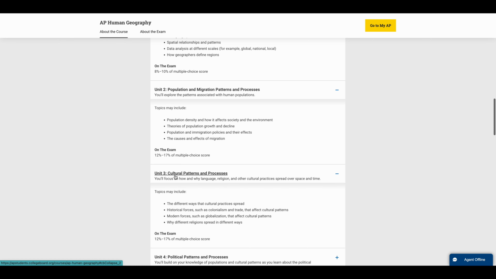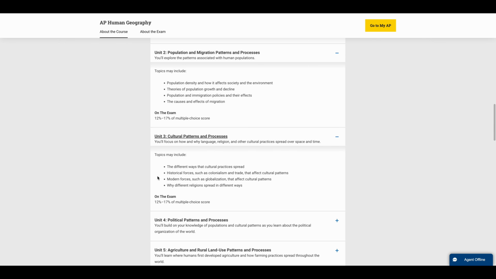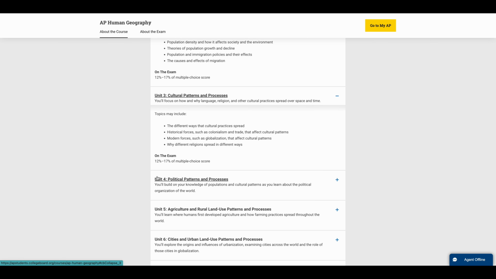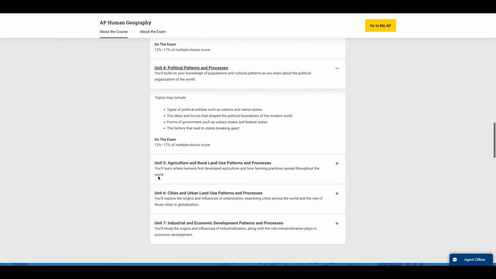And then third unit was, in my opinion, the hardest. This was all about cultural patterns as well as religion. You dive into culture and religion, how that spread, how that impacts societies from a geographical perspective. And then you move on to political patterns and processes. If you take AP World History, this is AP World History in one unit almost. Not as intensive, but it's a brief introduction to world history, because you're just diving into the politics and the history of regions.